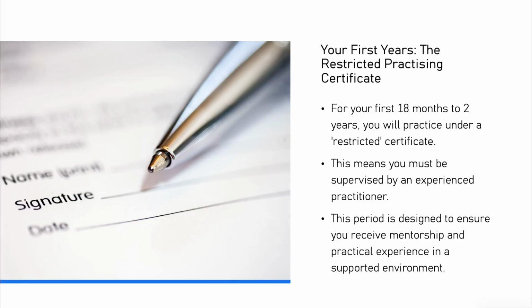Finally, admission itself does not automatically grant you the right to work. To practice law, you must apply for a practicing certificate from the local law society or bar association. For the first 18 months to 2 years, you will hold a restricted practicing certificate, which requires you to engage in supervised legal practice under an experienced practitioner.